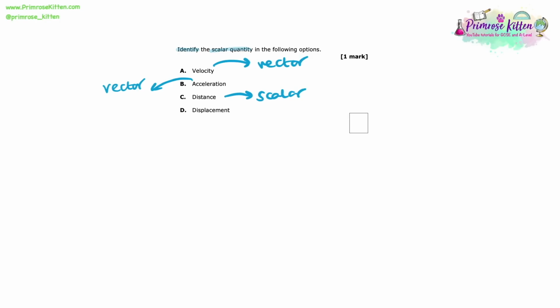However, distance is a scalar. Displacement is the vector version of distance. However, distance is the scalar. So our answer here is C.